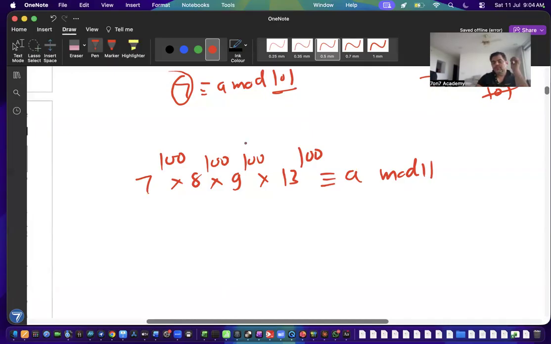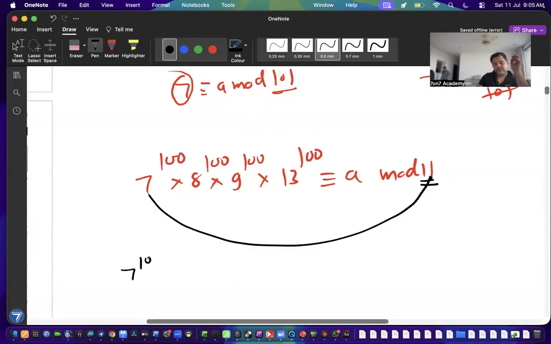So see, look into the rules that we have learned. If you divide by 11, these are co-prime. If the power is 1 lesser than the prime, 7 raised to 10 would give you 1 mod 11. Agree or not? All the conditions are fulfilled. This is 1 lesser than this prime number and these are co-prime. So if I change 7 raised to 100 to 7 raised to 10 raised to 10, what will it give me?